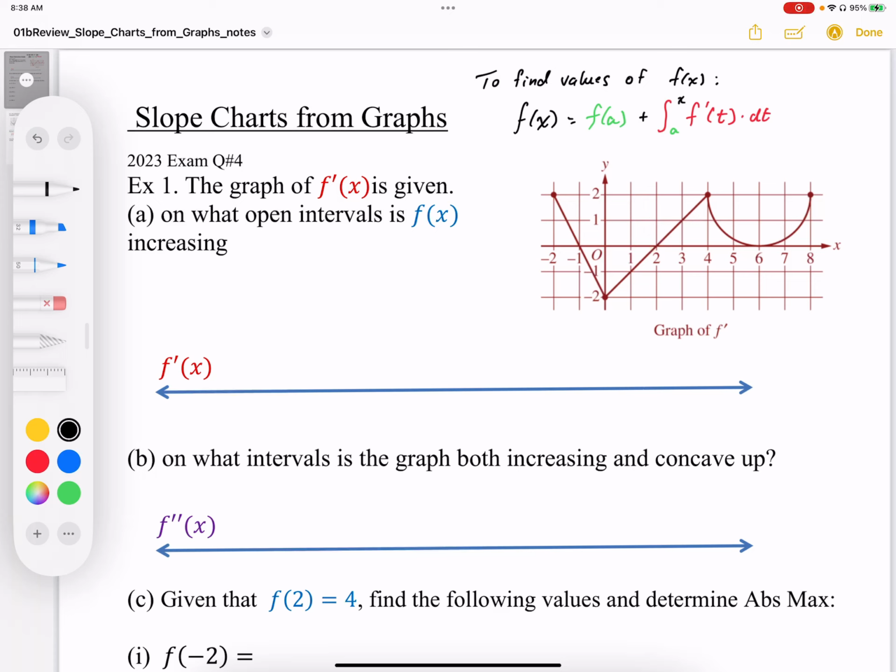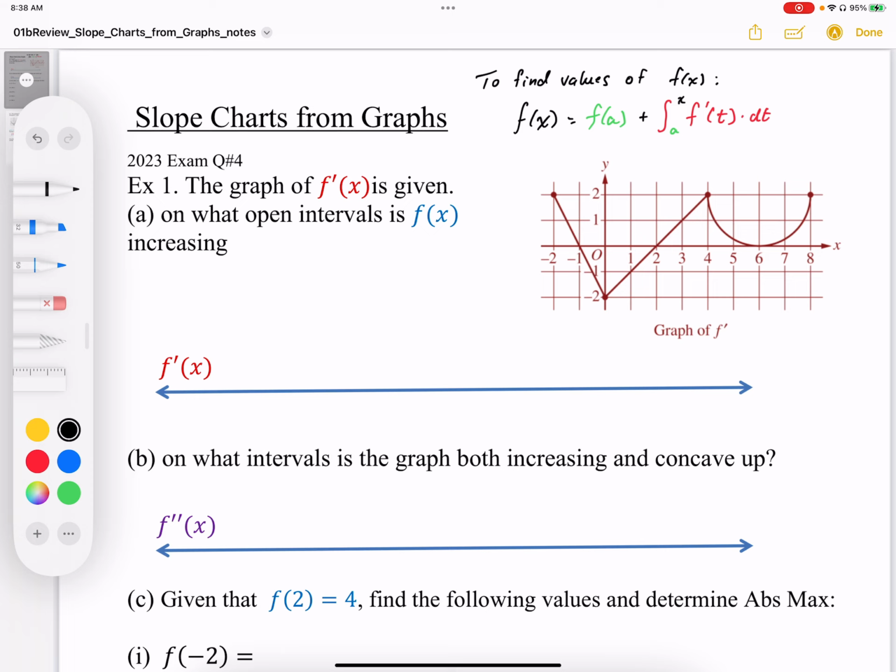In these questions, we're going to use graphs and we're going to work out slope charts from these graphs. This example is a question from the 2023 exam, and the graph of f prime is given, and it asks, on what open intervals of f is it increasing? Okay, so to do that, we need to make a slope chart.